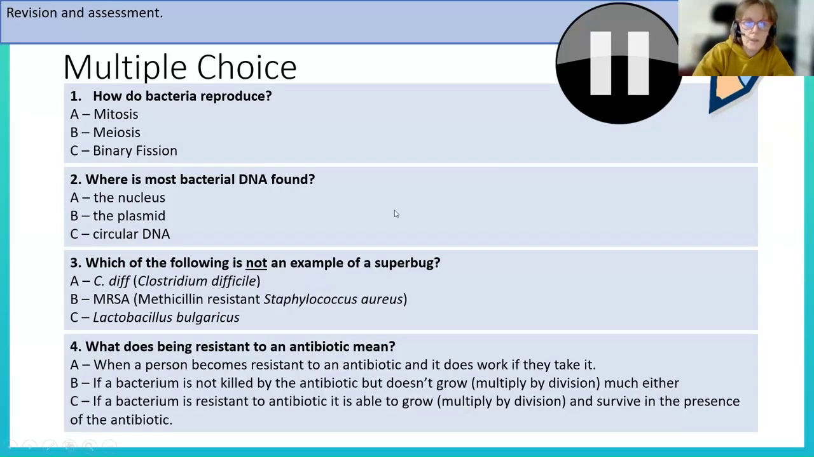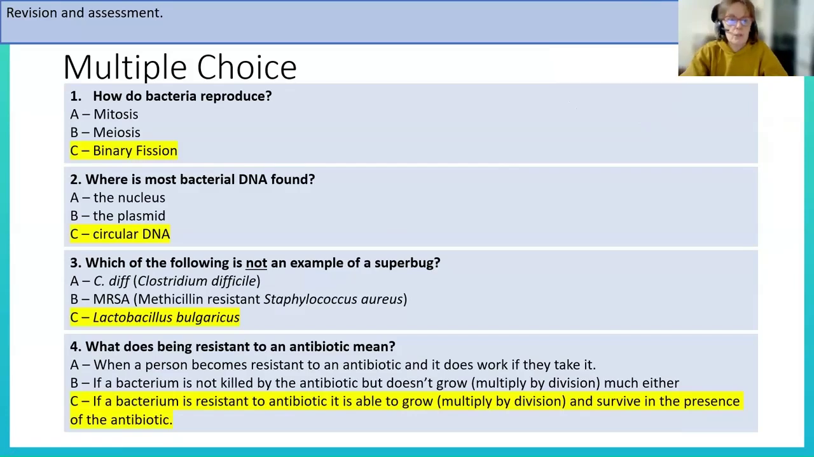So, how do bacteria reproduce? They reproduce by binary fission. So well done if you got that, and somebody got that. That's just division into two, and it's not mitosis or meiosis. That's not how bacteria divide. That's how our cells divide.